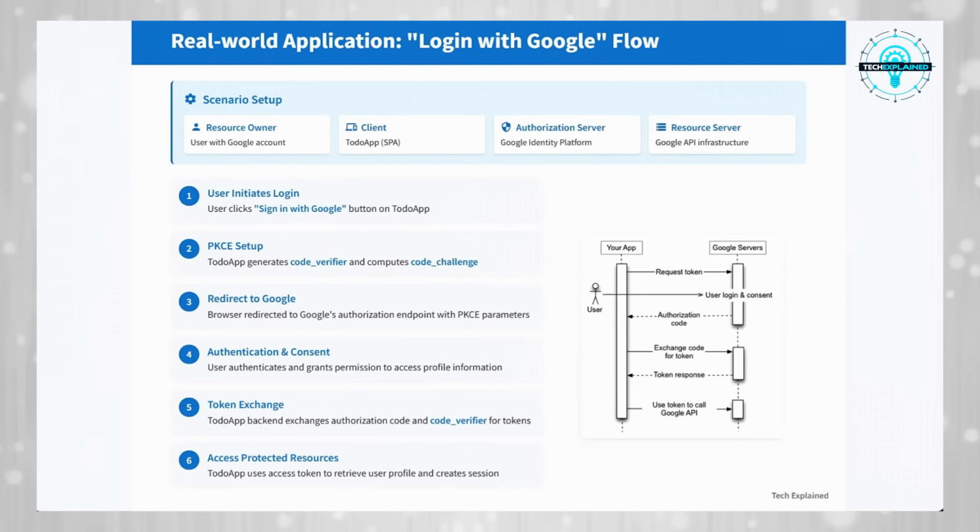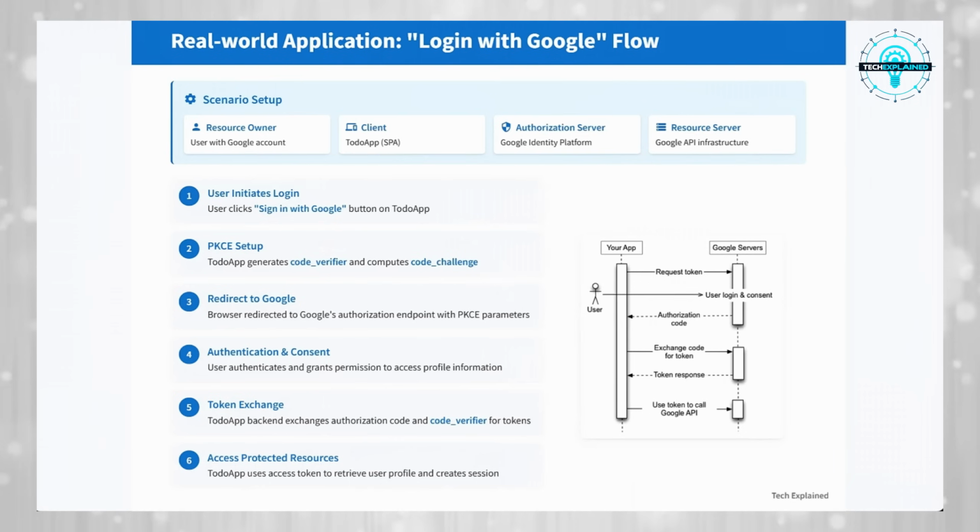Now you're on a Google-hosted page. If you're not already logged into your Google account, you'll be prompted to do so. After successful authentication, Google displays a consent screen that clearly states what To-Do app is requesting. To-Do app wants to view your name, email address, language, and profile picture. You review the permissions and click Allow. Google's authorization server then redirects your browser back to To-Do app's specified redirect URL with the authorization code and the original state value appended to the URL.